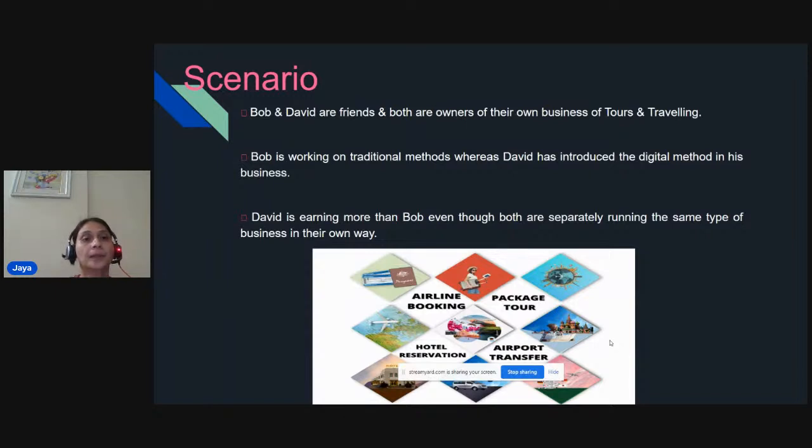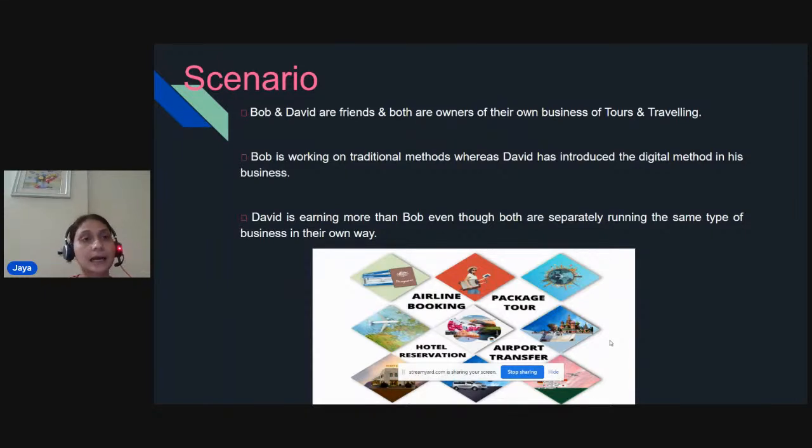That is the reason that in these two methods, David is earning more and more, and his business is flourishing day by day by using this digital method in his business model. Whereas Bob is struggling to make his business flourish, and he is trying to complete all the requests and complaints of the customers by consuming a lot of time, and the customers are really not happy with the service. So now we understand that in this scenario these two friends are using two methods, and it makes a difference: David is earning more and Bob is earning less.